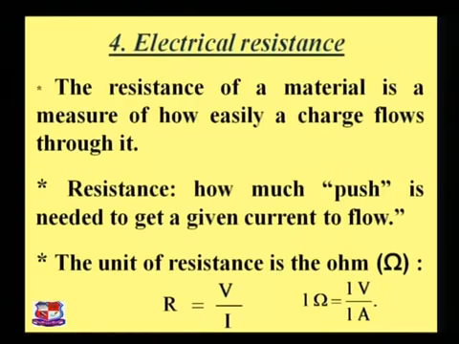The resistance of a material is a measure of how easily a charge can flow through it. So the resistor defines how the current will flow in the circuit. Resistance is also nothing but how much push is required to get the current to flow in the circuit. The unit of resistance is the ohm, symbol omega, a Greek letter, and we can say that R equals V by I. So if the current is 1 ampere and 1 volt is required to pass the current through the circuit, then the value of the resistance is 1 ohm.